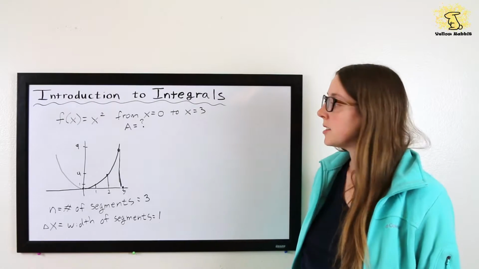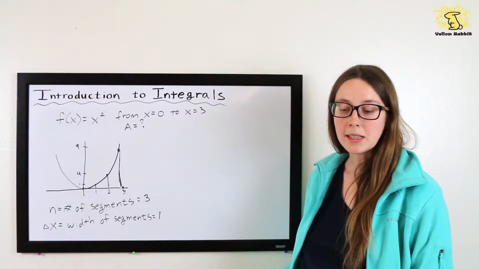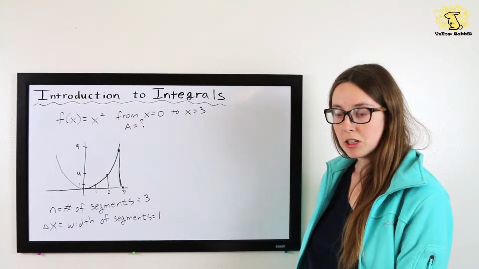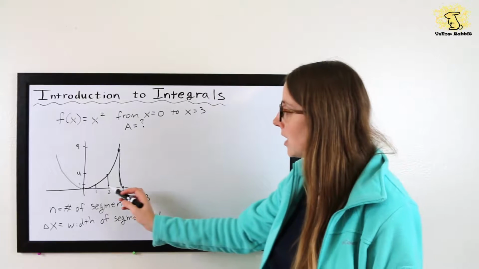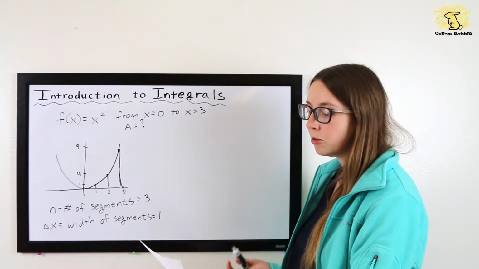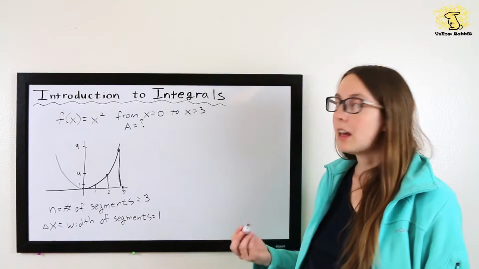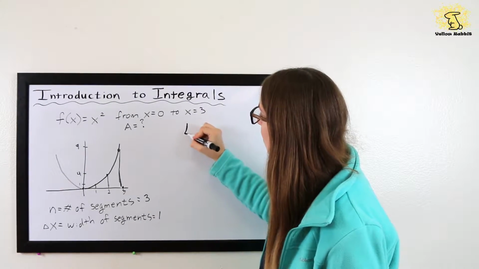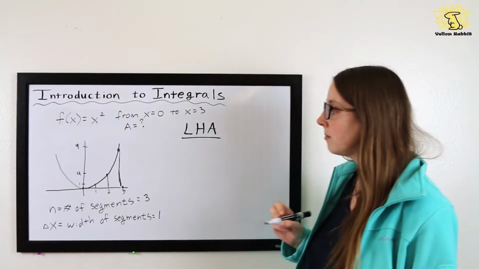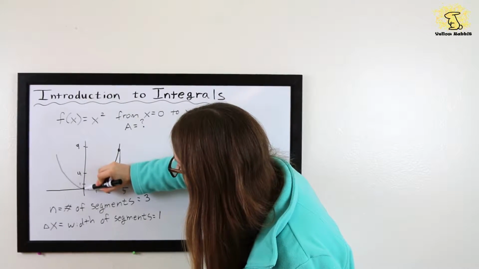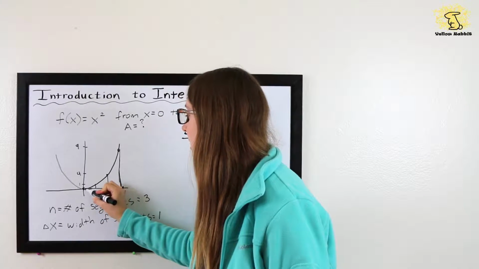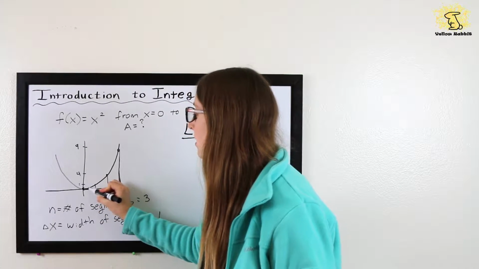The next step here is to form rectangles based on these segments, and we can do this in a variety of different ways. One way we can do is to use the value of the function at the left-hand point of each segment to form our rectangles. This is called the left-hand approximation. So let me abbreviate that. Left-hand approximation.